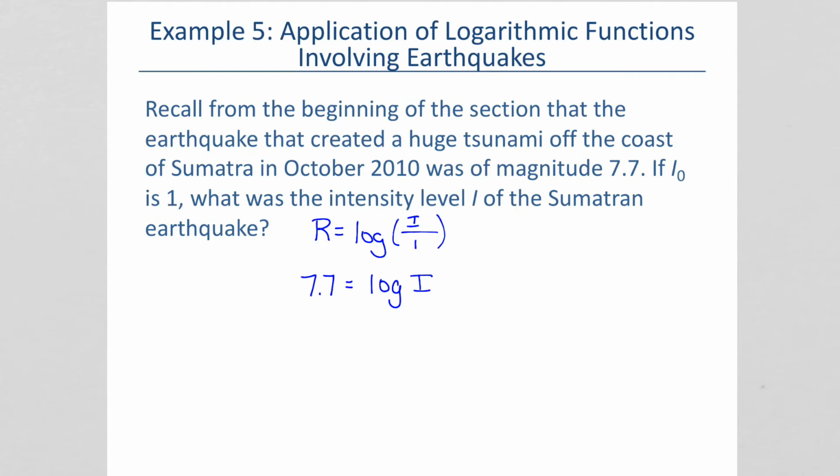We can't solve this for I in this form. So what we do is we use the little change-a-root thing, where we change it to an exponent. We would take the base, which is 10, raise it to the 7.7, and that will give us the intensity. And 10 to the 7.7 is 50,118,723.36. Seems quite intense to me.